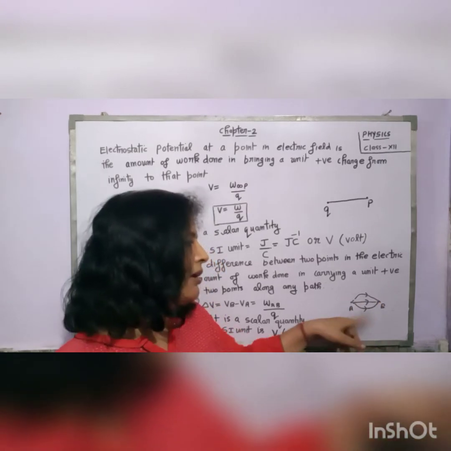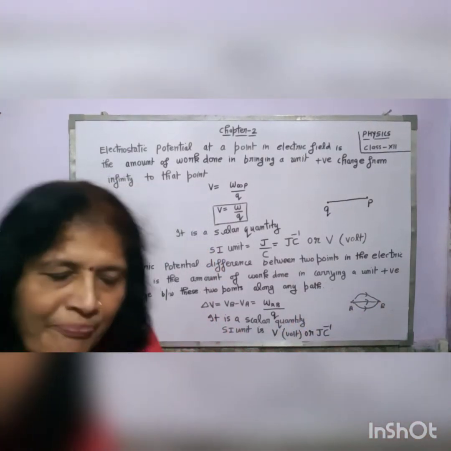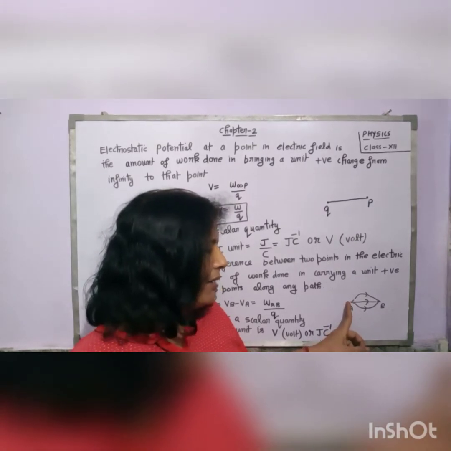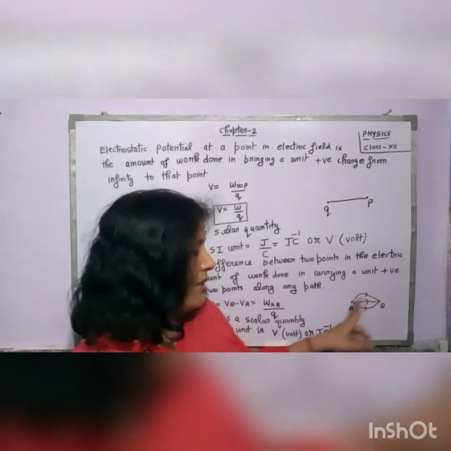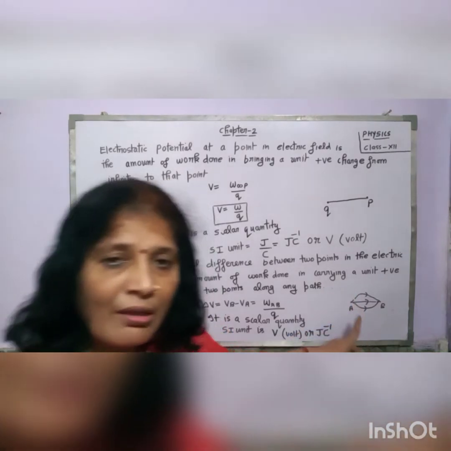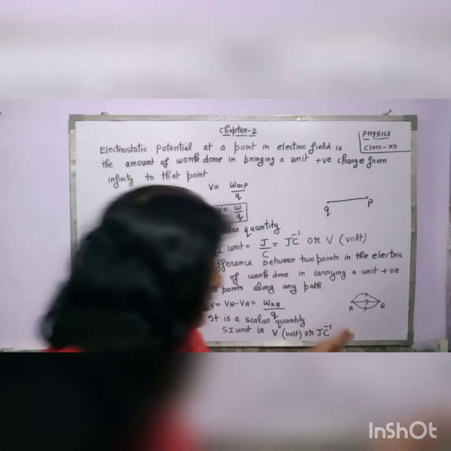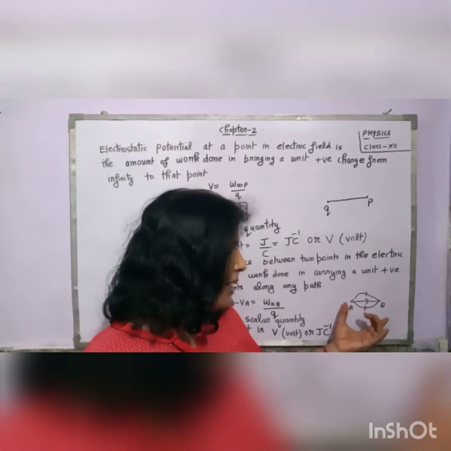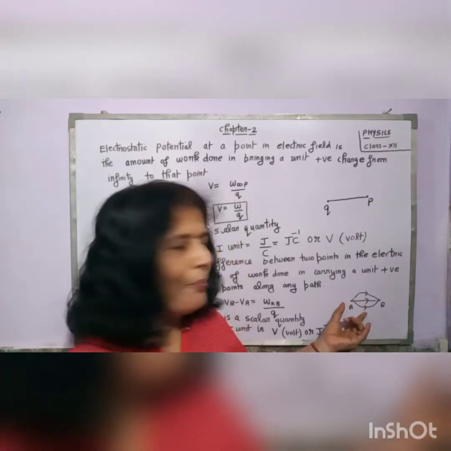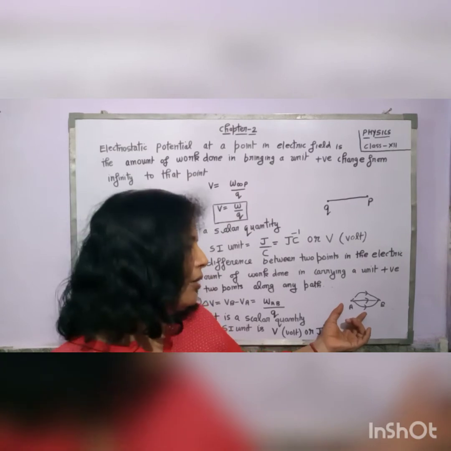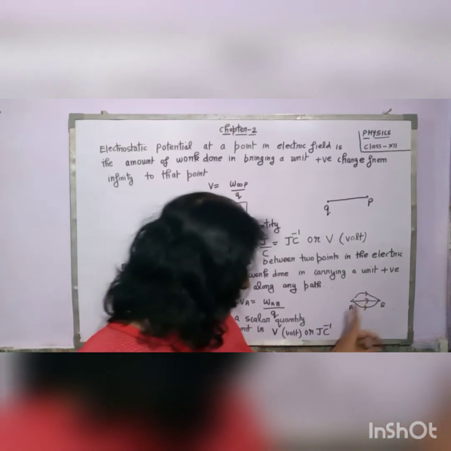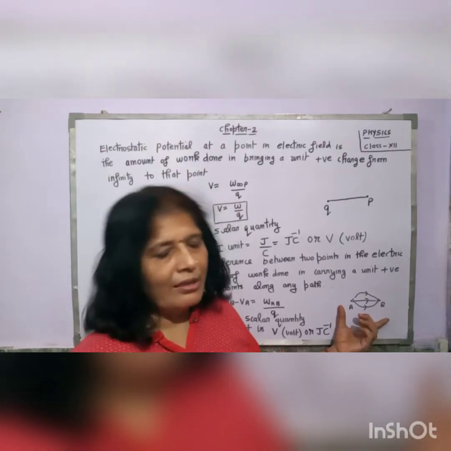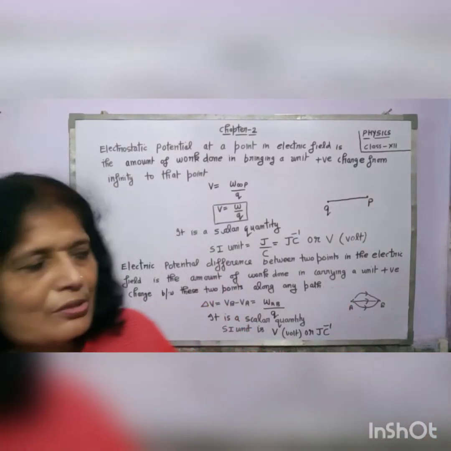But the work done in all the three cases is the same, as the work done depends only on the initial and the final position. It does not depend on the path followed along which the unit charge is carried. It does not depend on the nature of the path. It depends only on the position of these two points. If the position changes, then the electric potential difference also changes.